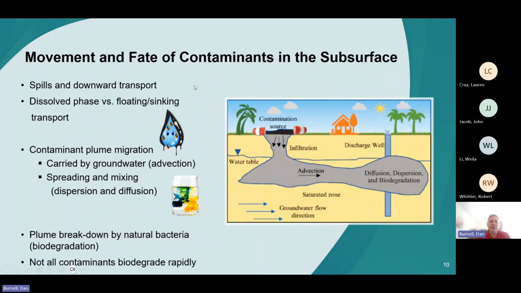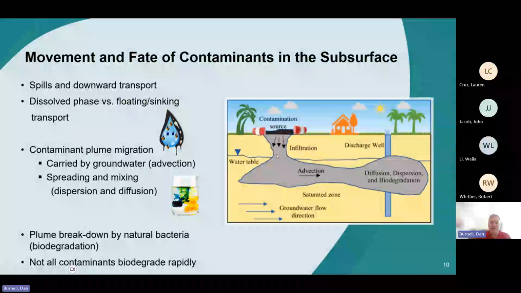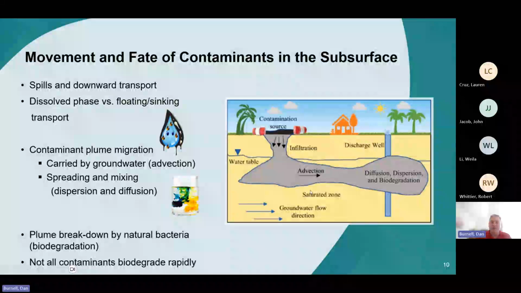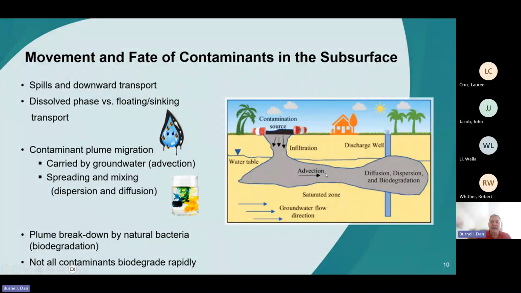So let's look more carefully at the movement and fate of these contaminants in the subsurface. Again, these spills can sometimes reach the water table, and then the groundwater can carry those chemicals along with it. When the groundwater carries the chemicals along with it, we call that advection. But as the groundwater carries chemicals, they can also disperse, spread and mix with the groundwater. We call that dispersion and also diffusion. And we'll look at those more carefully soon.